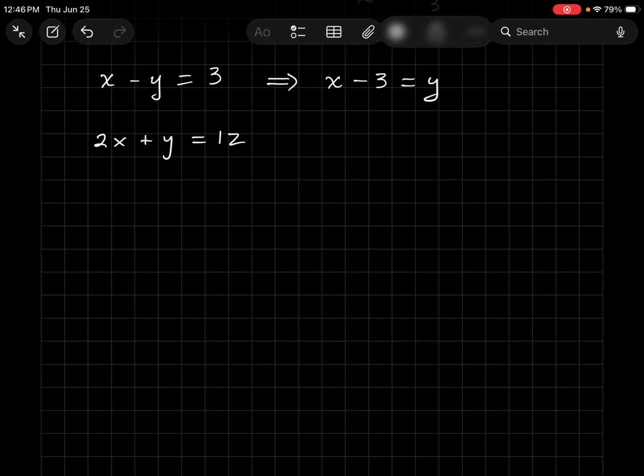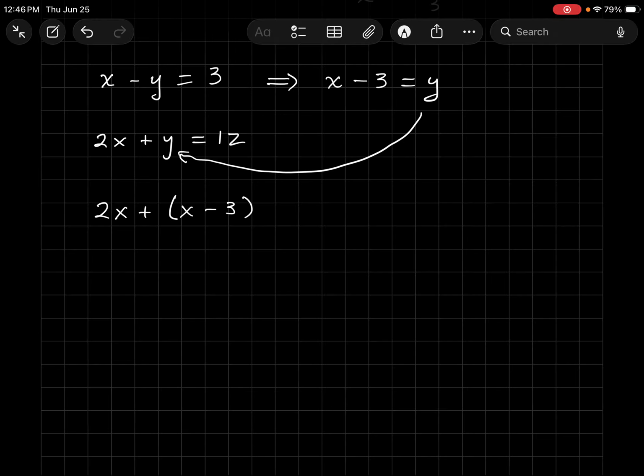I got to move the 3 over to the left and the y to the right. And then I can substitute this y down here. Give me 2x plus, and out of habit, I'm going to substitute inside parentheses, x minus 3, just to get my mindset that way, equals 12. Now, I didn't really need the parentheses here, but out of habit and also to get you used to doing that, I put in parentheses. So now I have 3x and then minus 3, but I'll add that to the other side. So I get 3x equals 15, or x equals 5.